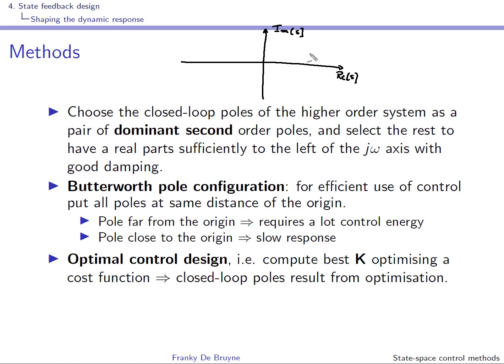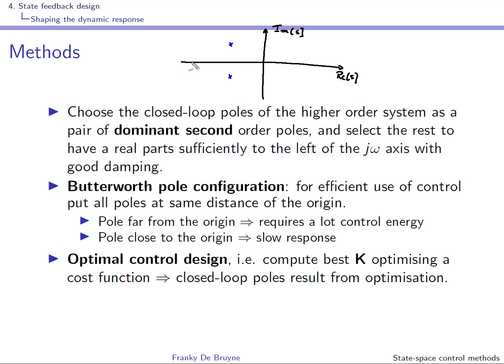Of course, we often have a higher order system, so there will be more than two poles to assign, but what we'll do is assign a pair of dominant second order poles as shown here in blue. And we'll see how we can assign these pair of dominant poles and what their effect is on rise time, settling time, and overshoot.